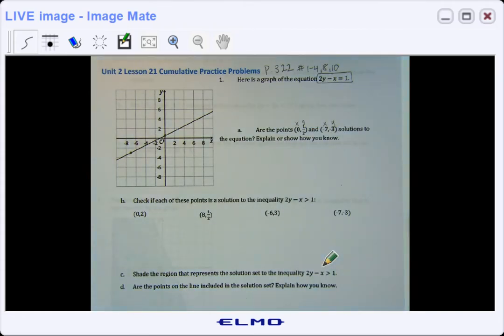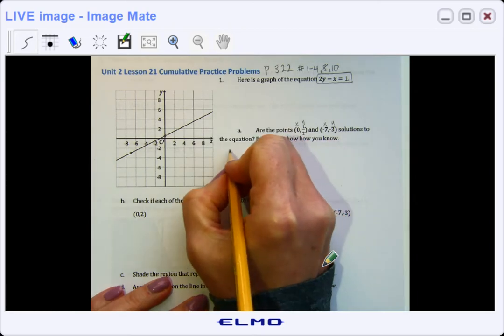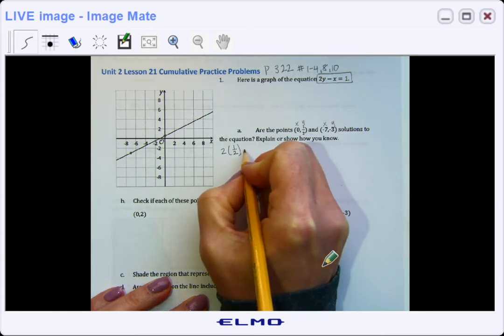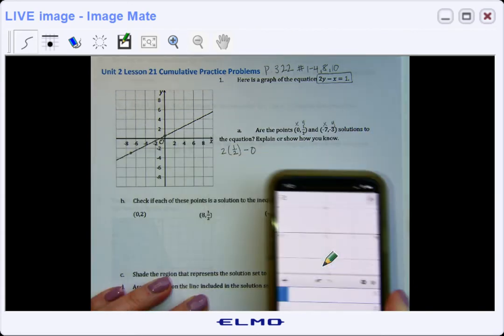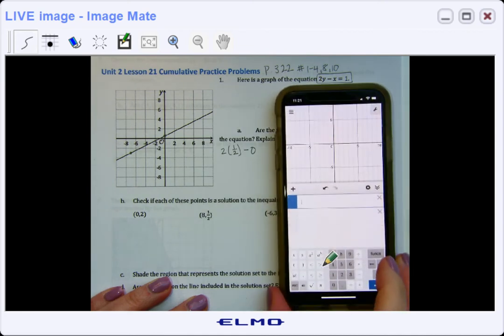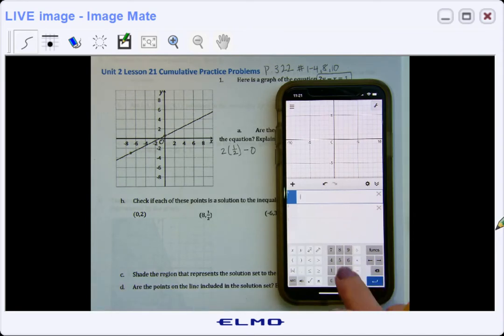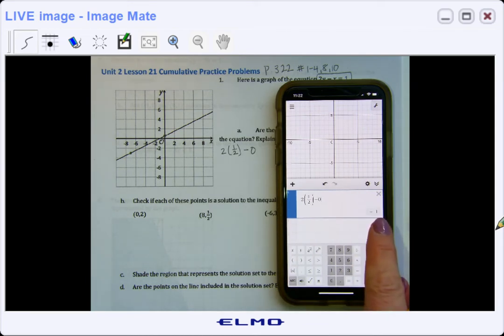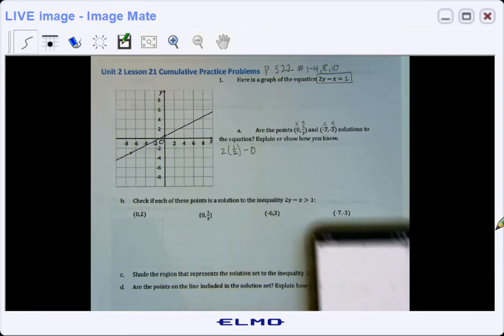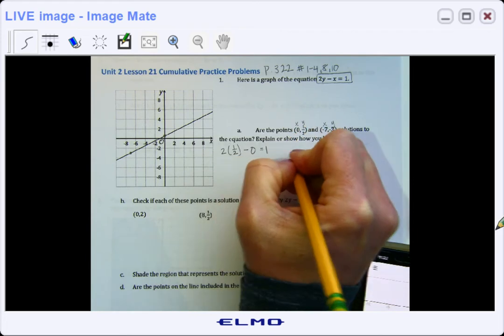So for the first one, I'm going to plug in a 1/2 for y, so 2 times 1/2, and a 0 for x, so -0. And I've got the Desmos app open on my phone, so I can easily do that calculation if I'm not sure. So 2 times 1/2, and then obviously -0 is still going to equal 1. So that did equal 1. So that one is a solution. So yes.